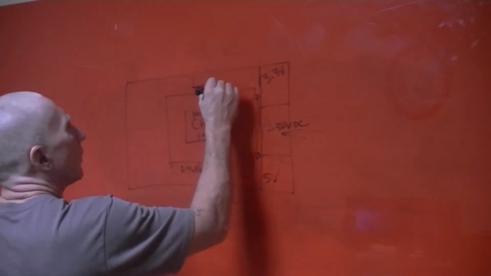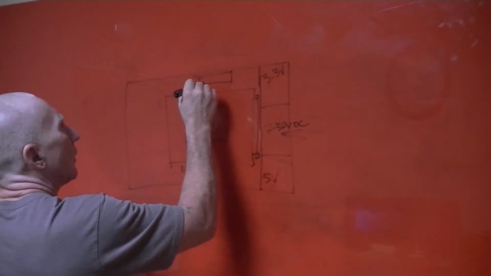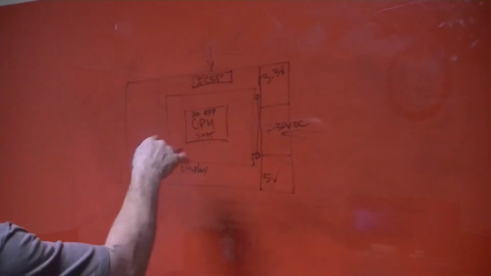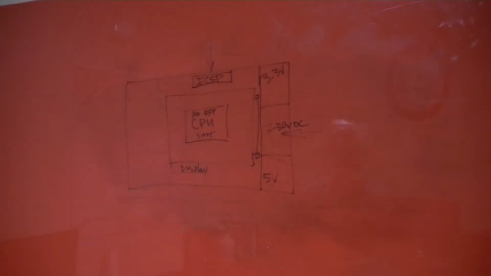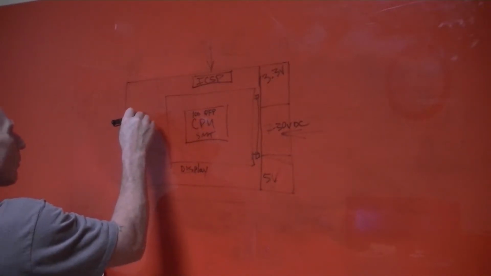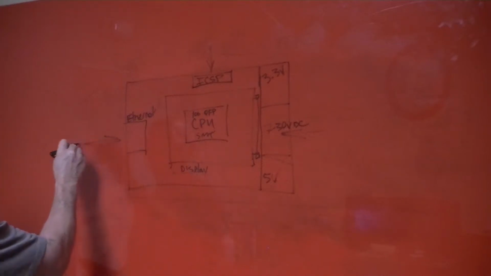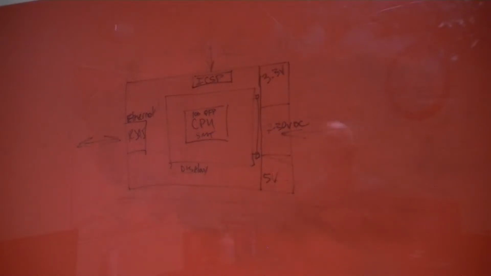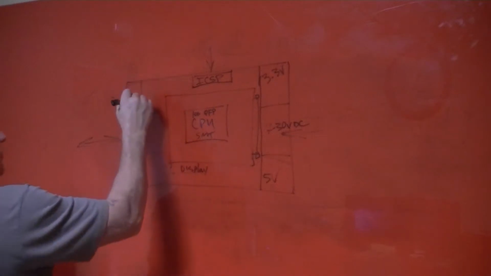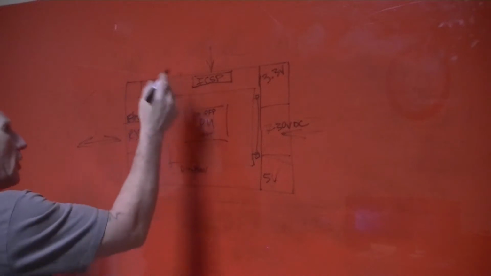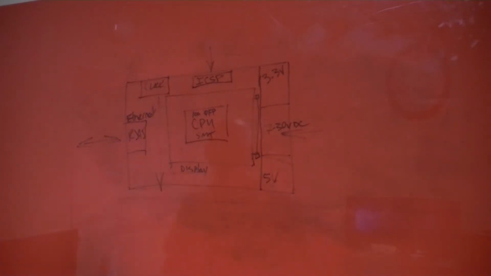Up here we have the ICSP connector. That's the Microchip connector to program the chip. Then we have the Ethernet port, RJ45. Oh, a clock generator. It's a CMOS oscillator for the CPU, it's also routed out to the I/O port.